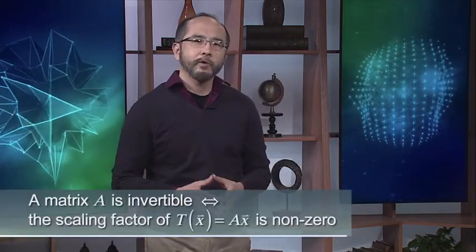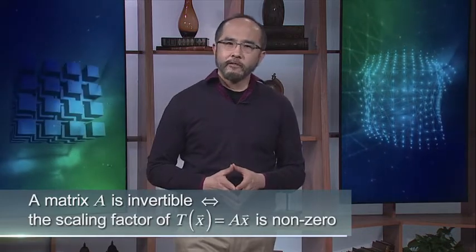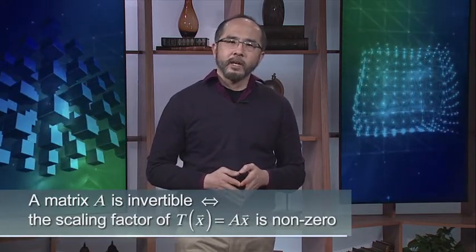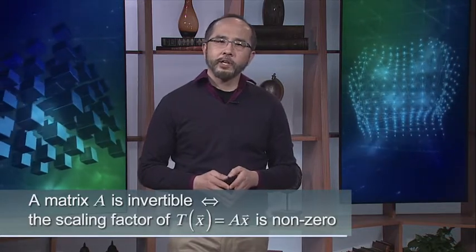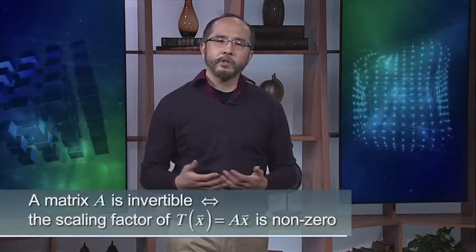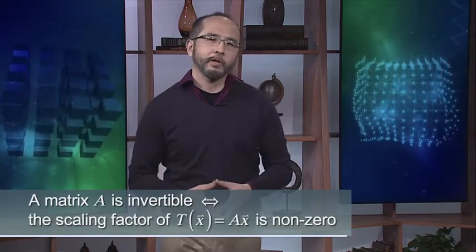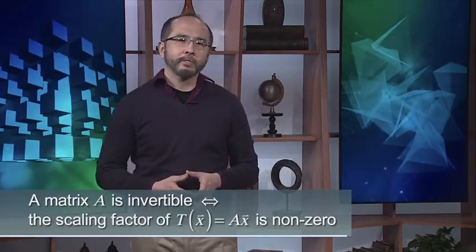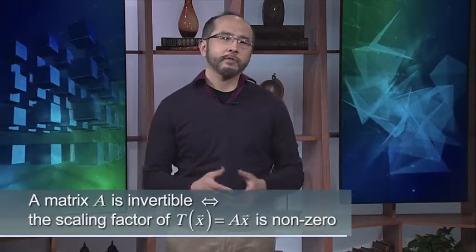Another thing you might be able to see from the geometric interpretation is that a matrix A is invertible if and only if its scaling factor is non-zero. If it is 0, then the linear transformation is basically collapsing a region with non-zero volume to 0 volume. And as such, there will be points that get mapped to the same point, so it's not possible to find an inverse transformation.